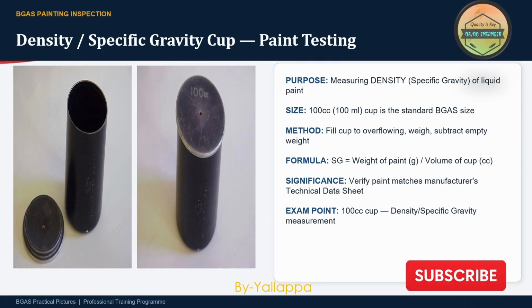This slide shows a density cup, also known as a specific gravity cup. The instrument is used to determine paint density. Density verification is important because it confirms that the supplied paint corresponds to the manufacturer's approved formulation. Any significant variation in density may indicate contamination, incorrect mixing, or product inconsistency. As inspectors, we must verify paint quality before application begins.